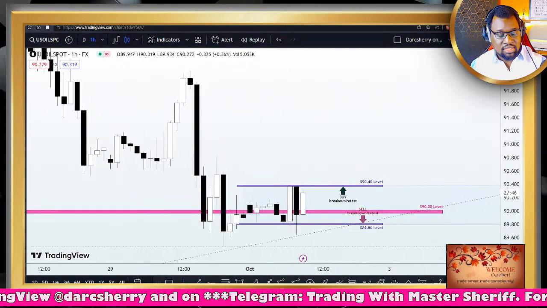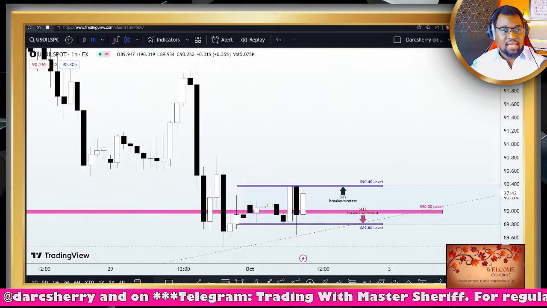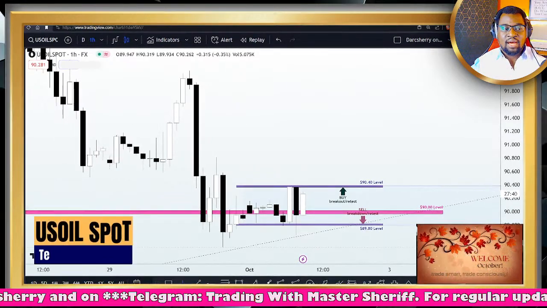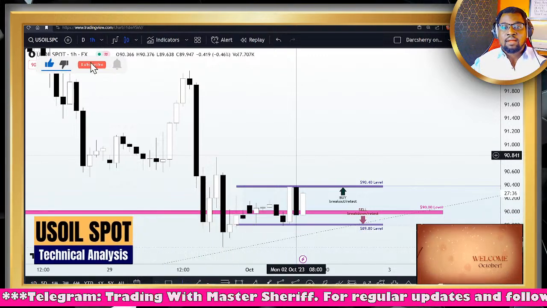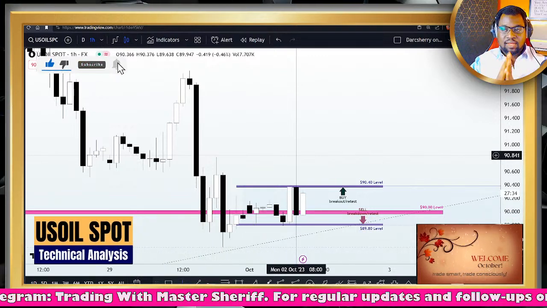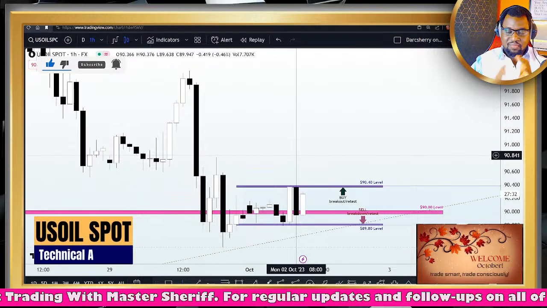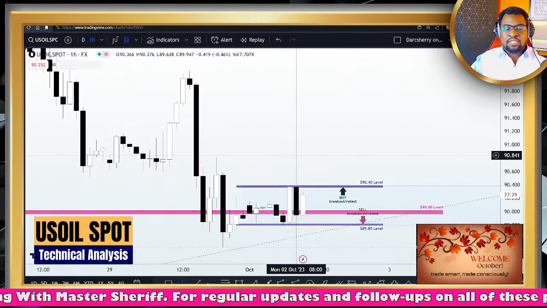Now, with the information we have here, let's go right into the structures to look at things from a technical standpoint. Now, the first asset we are going to be looking at this morning is going to be the USOILSPOT. Sorry, excuse me on that one. So it's going to be the USOILSPOT.